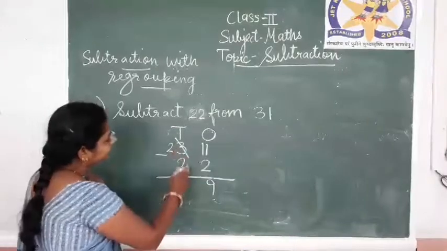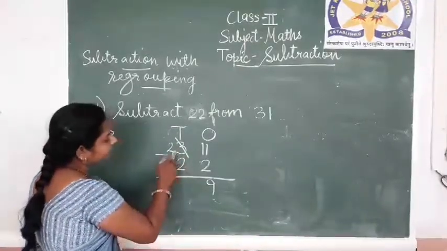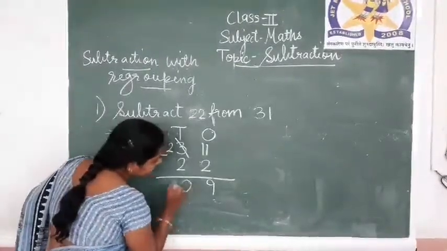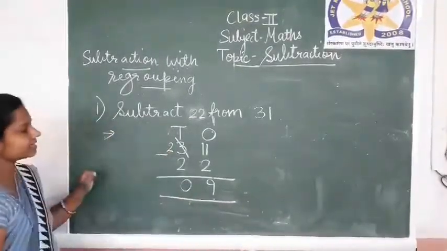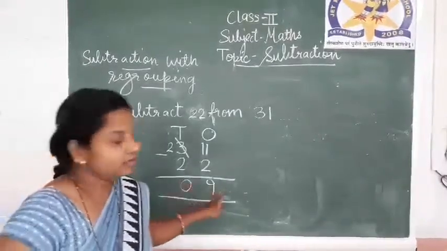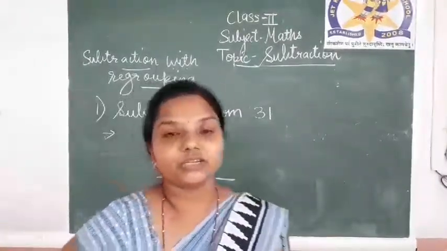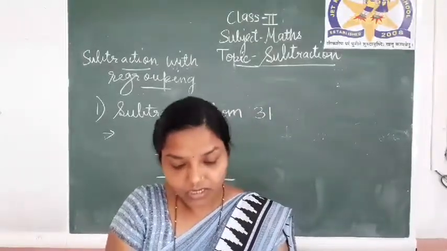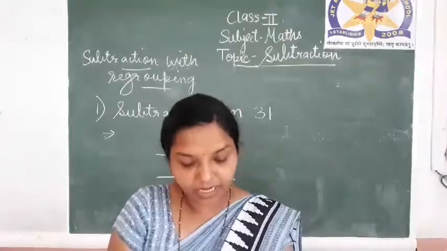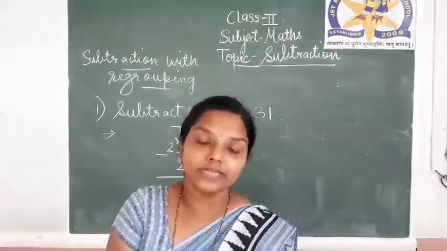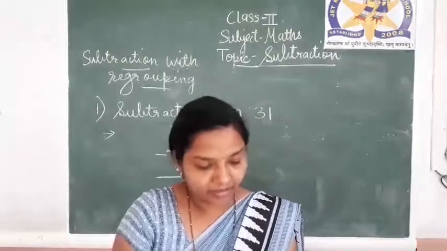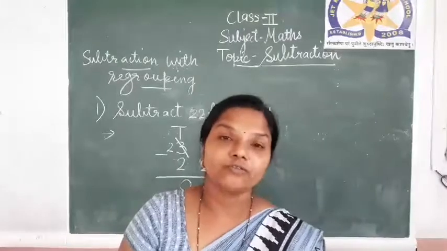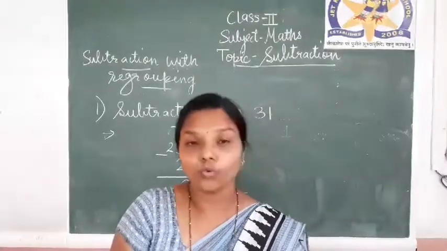Now subtract the tens. 2 minus 2. What is 2 minus 2? Yes, 2 minus 2 is 0. So what is the answer? The answer is 9. So this is subtraction with regrouping. Some examples are given on page number 40. Just go through it and solve it in your notebook. Subtraction with regrouping is a very interesting one as we are borrowing from the tens to ones.